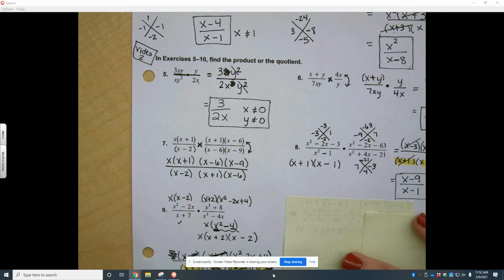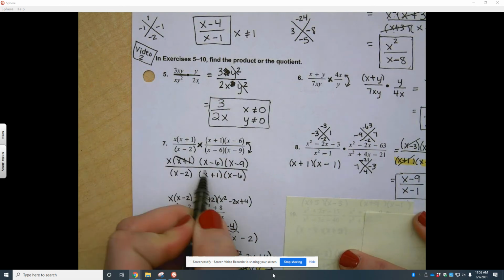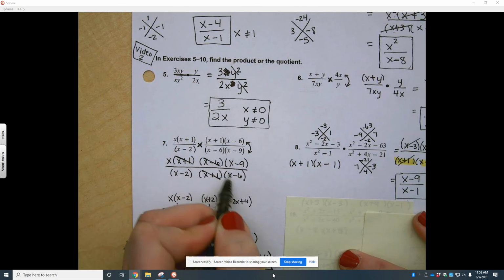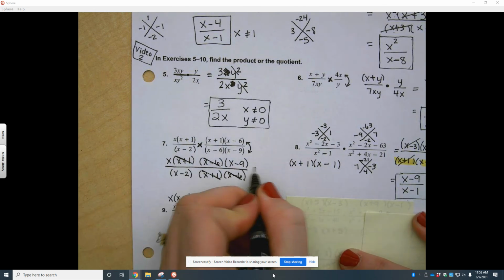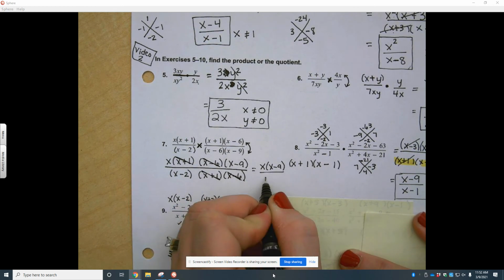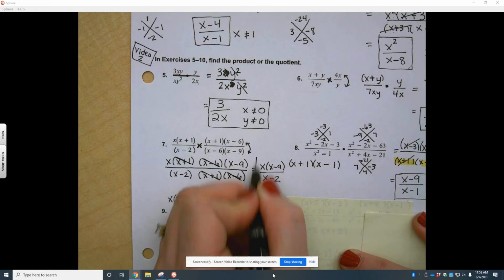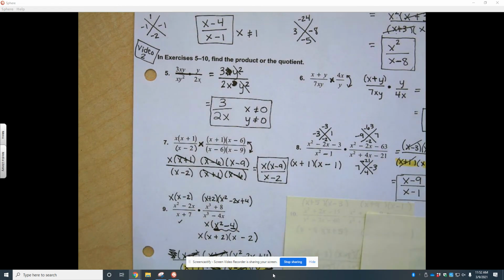We can just start crossing stuff out. So I don't have another x. I do have an x plus 1. And I have an x minus 6. And that's it. So I'm going to have x and then x minus 9. And I'm going to have x minus 2. And there's my answer. For the restrictions for this one, it's a little tricky.